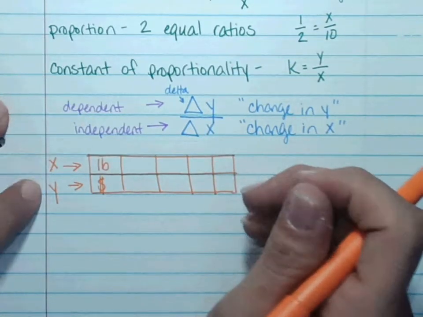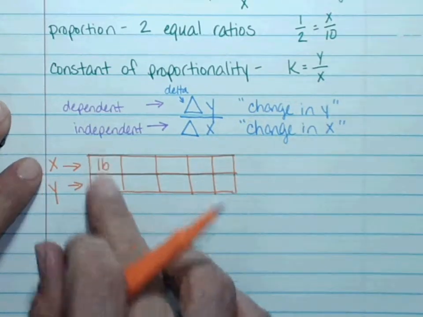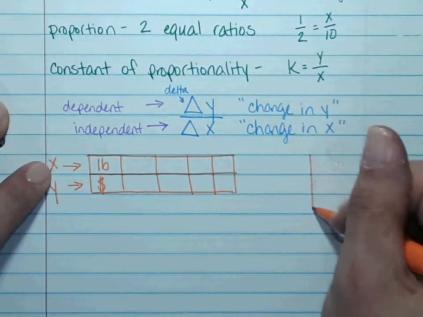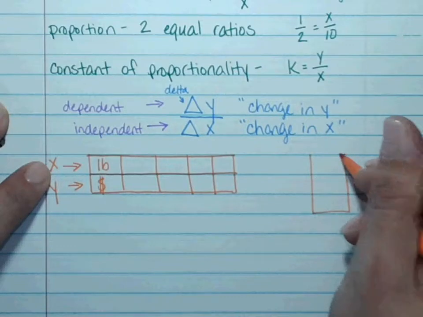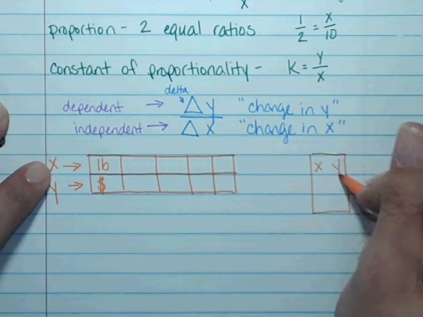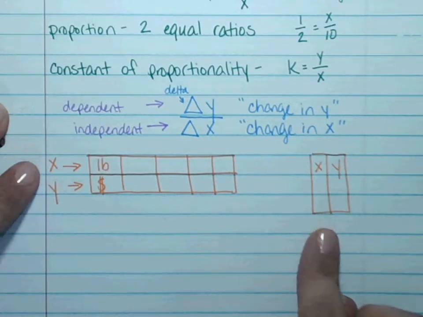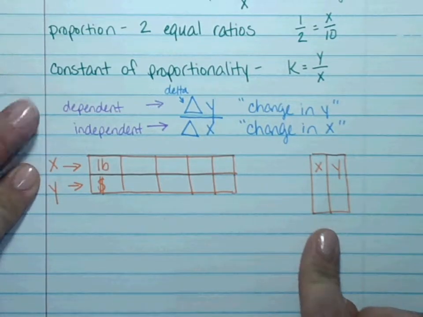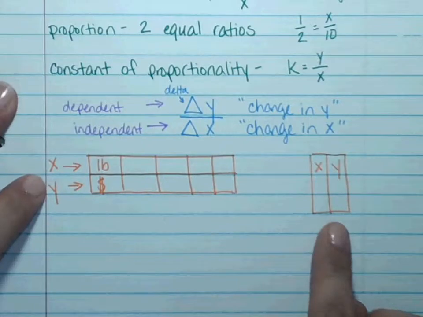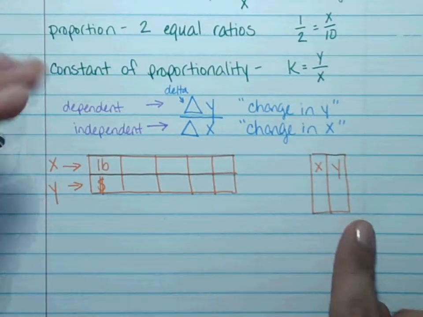So we've got X over Y. It will always be like this in a table. If you have a vertical table, X is on the left. When you have tables and you have to know which one's the Y, this is the order that they're in. X, Y, X, Y.